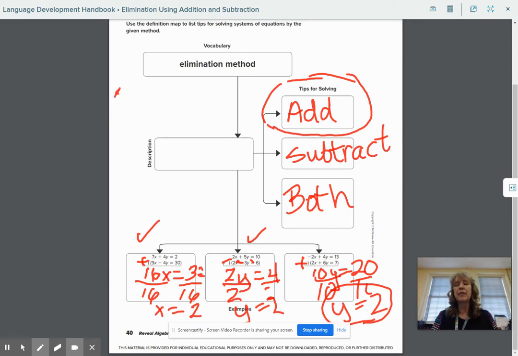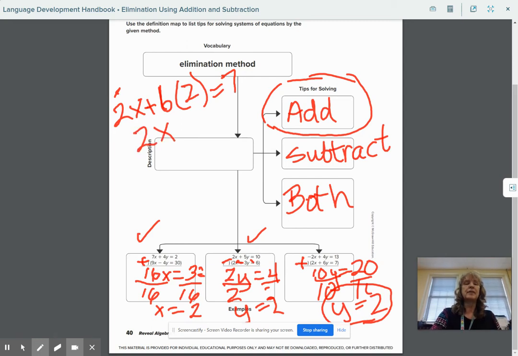I'm going to pick the second equation. So I'm going to substitute 2 where I see y. So my equation in my second one is 2x plus 6 times 2, because that's what my y is, equals 7. 2x plus 12 equals 7. Now it's just a matter of algebra.